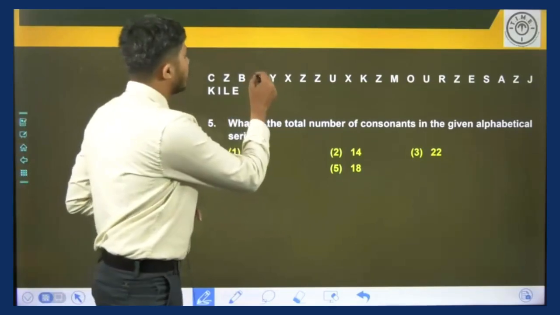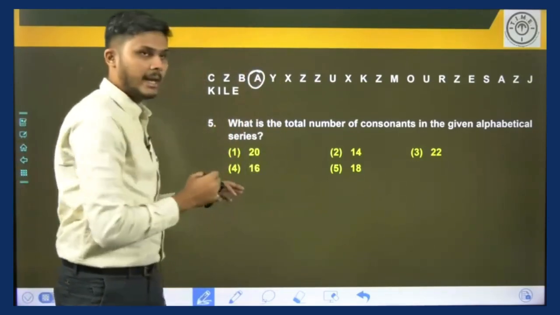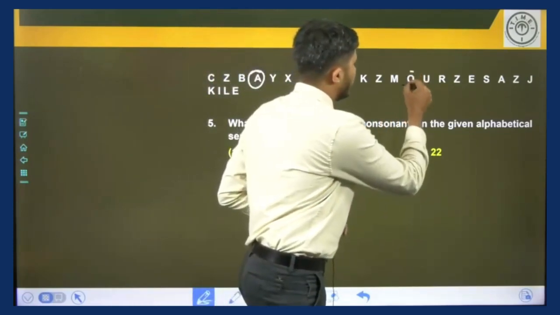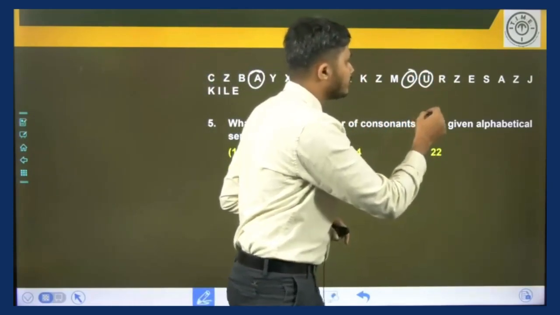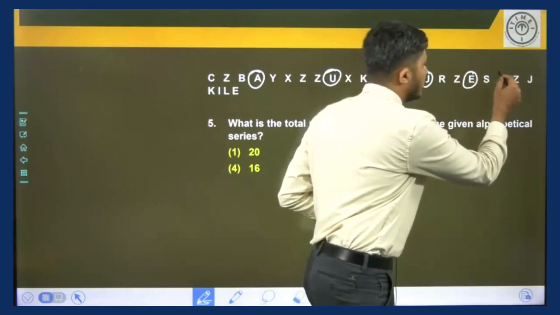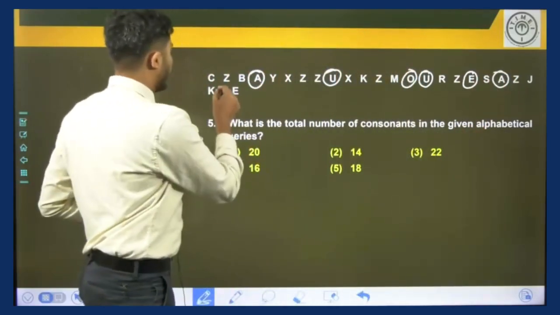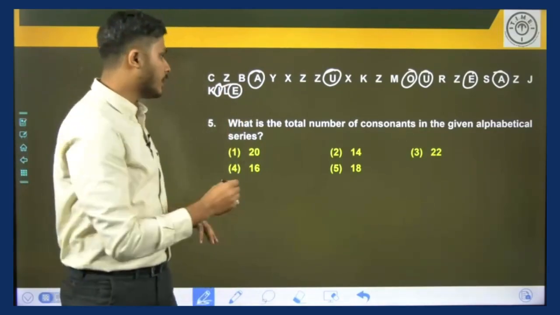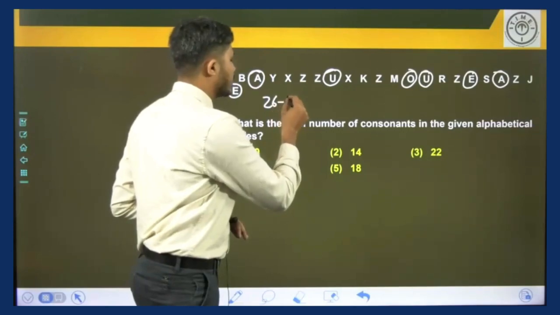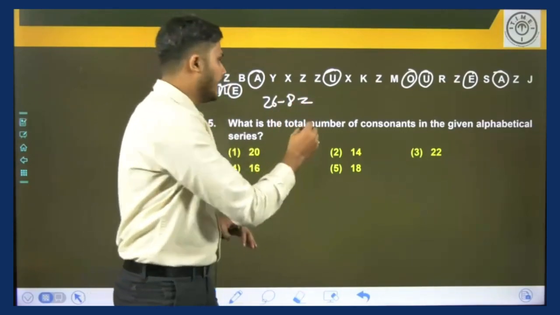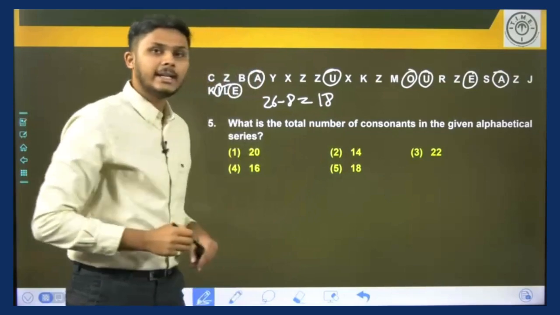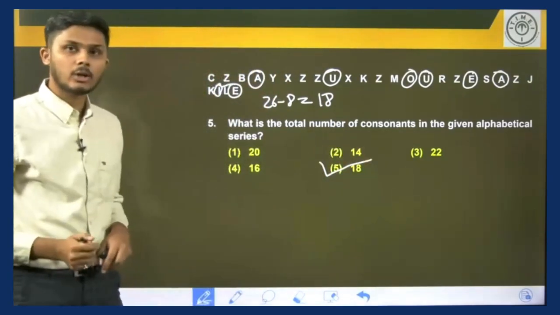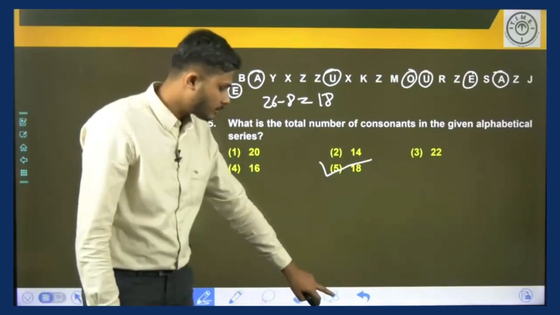So here the total number of vowels is first A 1, then U is second, 3, 4, 5, 6, 7 and 8. There are a total of 8 vowels. So 26 minus 8, which will be 18. So there are a total of 18 consonants in the given series, which is in option 5. So the correct option here is 5.